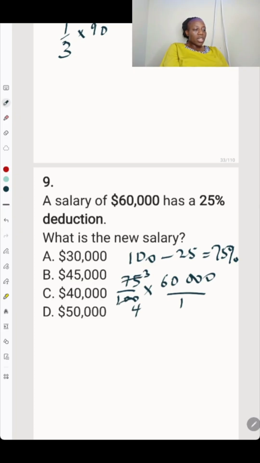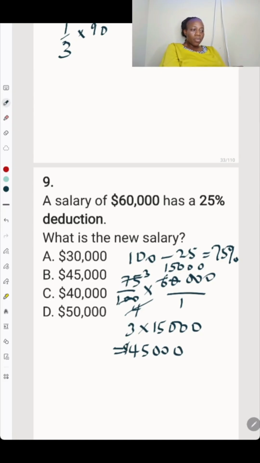How many 4 in 6? That will be 1. That will remain 2. With this, that will be 5. And 0, 0, 0. So that's gone. 3 times 15, 0, 0, 0. And that will be 45, 0, 0, 0. So we can do it the other way also. At times, dividing the zeros can be good, but at times, especially when you have a number that 25 can divide, you can easily do it. Another way can be to find the 25% of 60,000, then subtract.